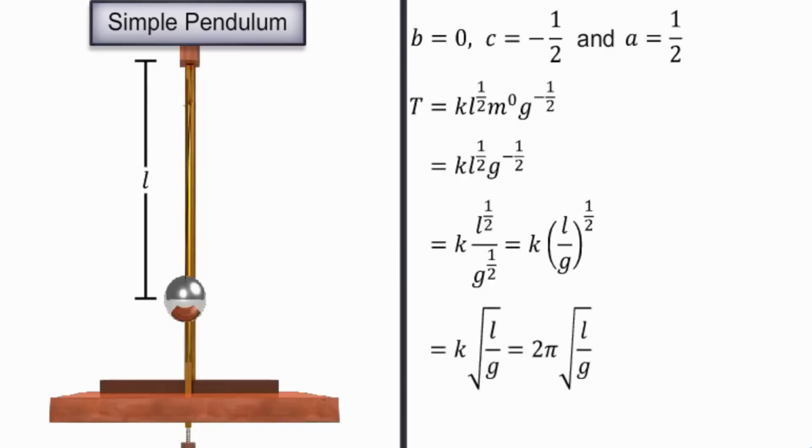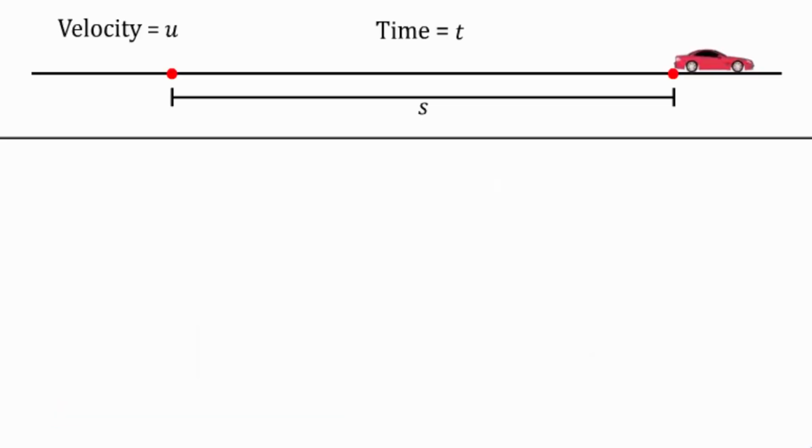The value of k, which is equal to 2 pi, cannot be found by using dimensional analysis. However, this method cannot be applied to derive equations where addition or subtraction of different terms is involved. For example, we cannot derive the equation S is equal to ut plus half at square using dimensional analysis, even though we checked its dimensional consistency.